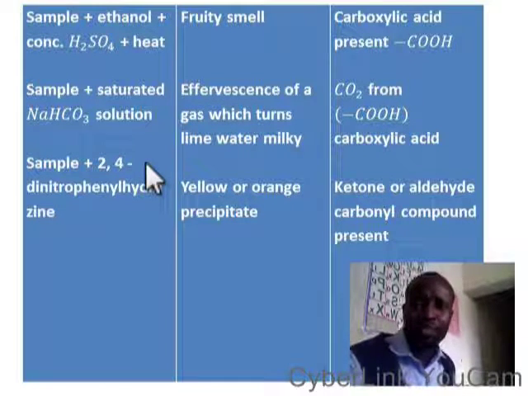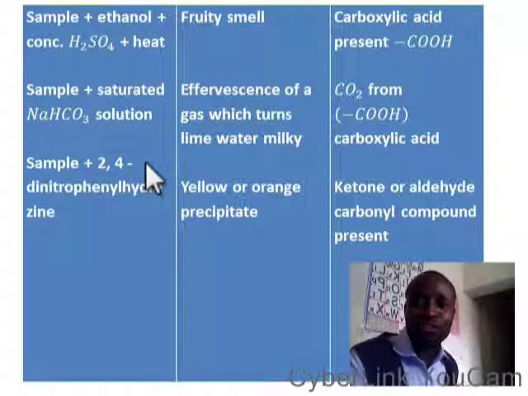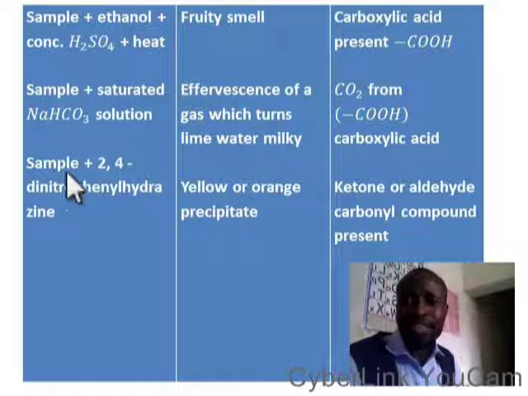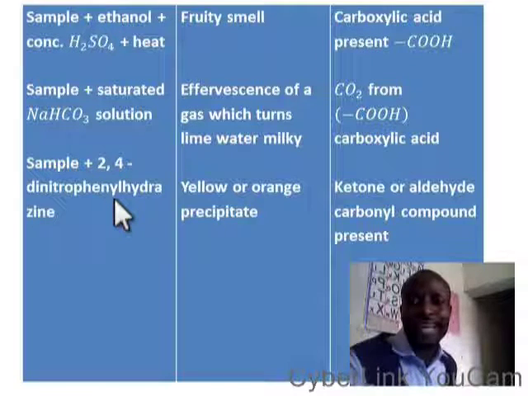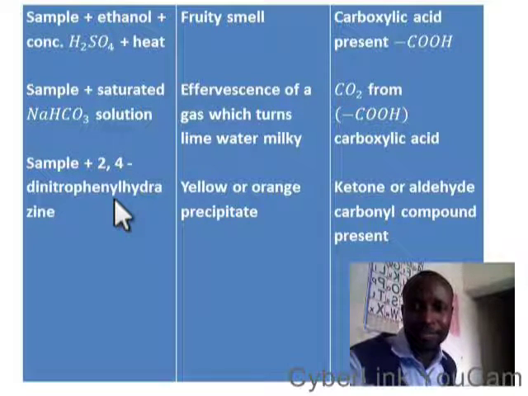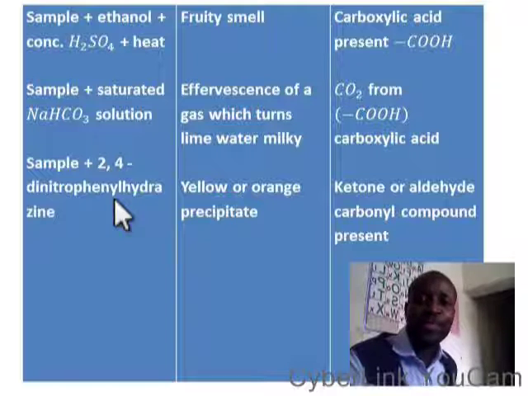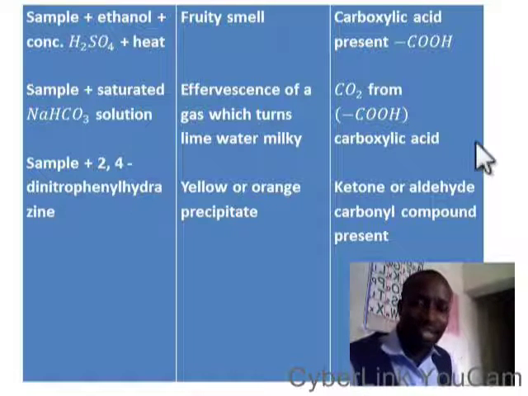Now say this, sample of food plus saturated Na2CO3 solution. If there is effervescence of a gas which turns lime water milky, it's a carboxylic acid. That is CO2 from COOH. Now sample plus 2,4-dinitrophenylhydrazine. You have a yellow or orange precipitate, a ketone, that is carbon double bond to oxygen, and aldehyde, carbon hydrogen double bond to oxygen. Carbonyl groups are present.